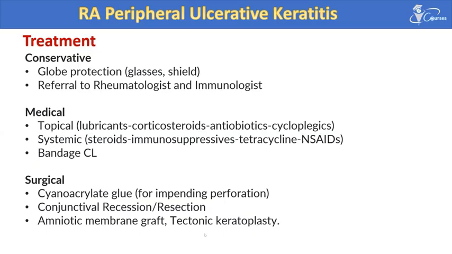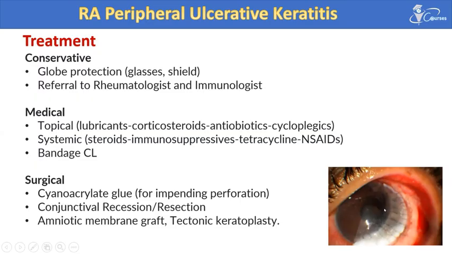Amniotic membrane graft or tectonic keratoplasty can be used for management of a larger perforation. So you see here, we didn't say conjunctival flap. If we do a conjunctival flap, it will cause more inflammation. This is the tectonic keratoplasty, sometimes referred to as banana-shaped keratoplasty. This patient had peripheral corneal ulceration and perforation, which had this circumferential spread. So this is a peripheral tectonic corneal graft. It was just to maintain the ocular surface integrity. Okay, this is for peripheral ulcerative keratitis.